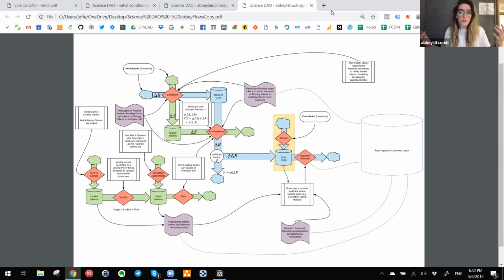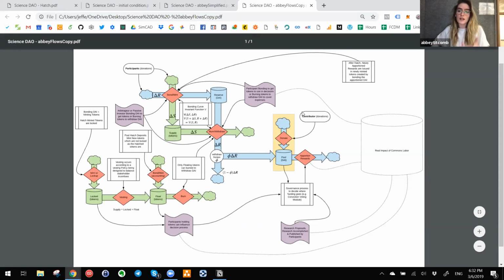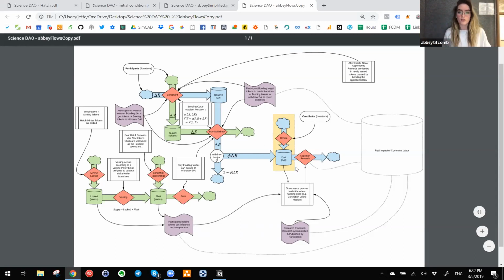And just also the other point that I wanted to make is that contributors can donate to this funding pool at any point in time. So in that yellow box, anybody can contribute to the funding pool and it can be used to sustain the system. So this is also just building into our current systems of how public goods are currently funded.